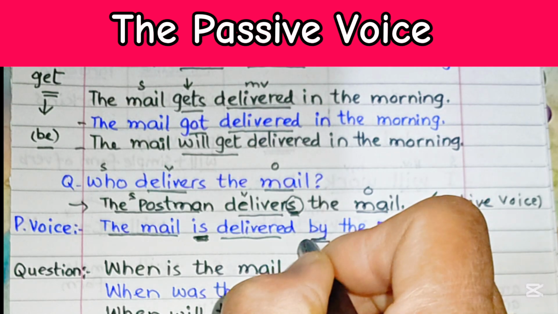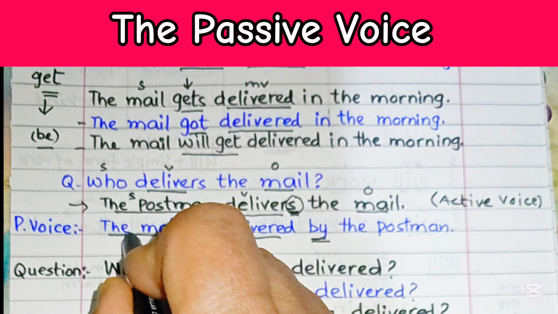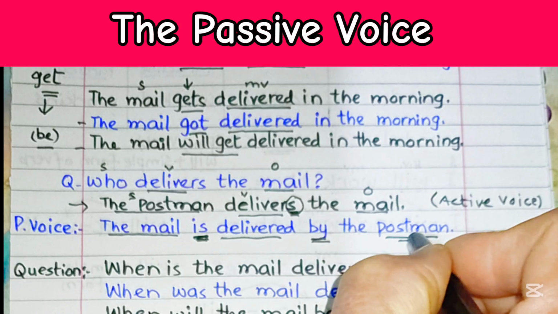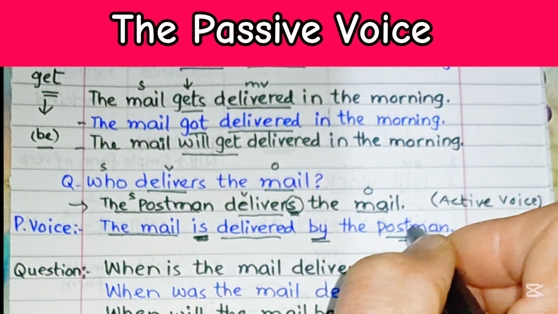We know who delivers the mail in this sentence. The mail is delivered by the postman. We know who delivers the mail. We know this.